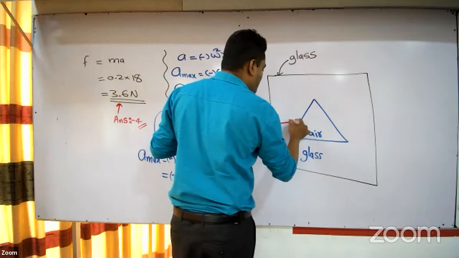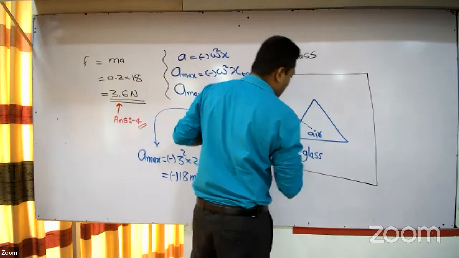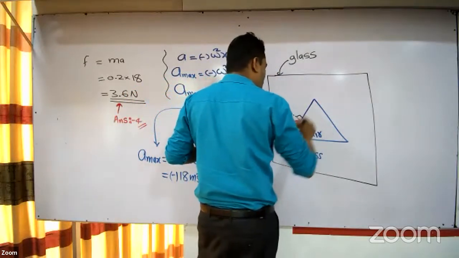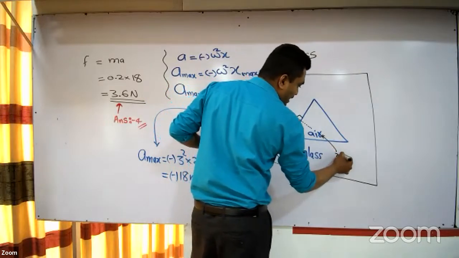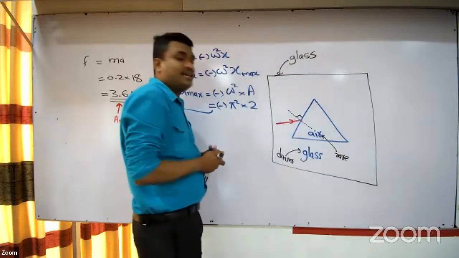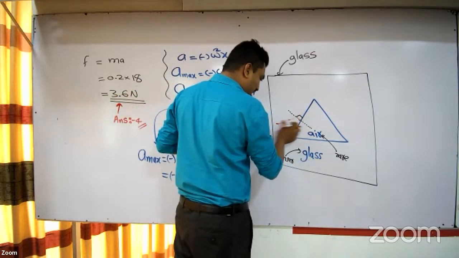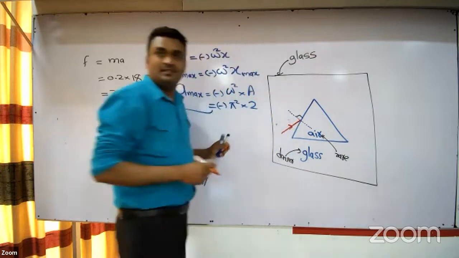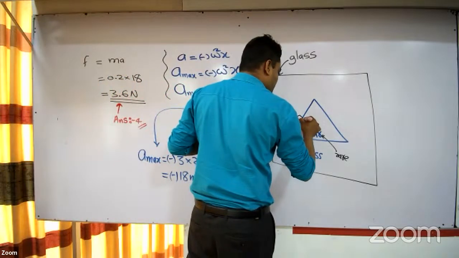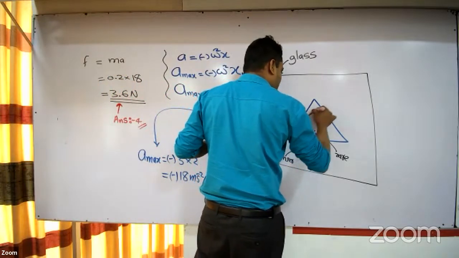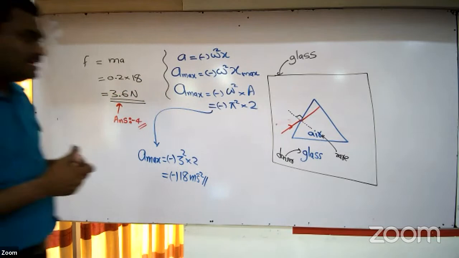If a light ray is incident on the prism like this, first of all, let's draw the normal. Glass is the denser medium and air is the rare medium. So what will happen when a light ray travels from denser to rare? The light ray bends away from the normal. It should bend away from the normal, something like this.